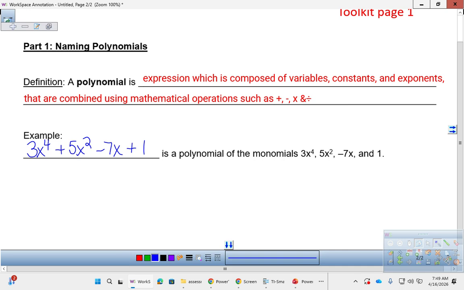This is called a polynomial. It's an expression, because there isn't an equal to sign. That would be an equation. So it's an expression that's composed of variables. We've got x. Constants, those are numbers without variables. We've got 1. Exponents, we've got a 4 and a 2. And I'm using plus and minus to separate them. Polynomial. Fancy word, really is just like an equation. All right? Anybody need more time with that definition?